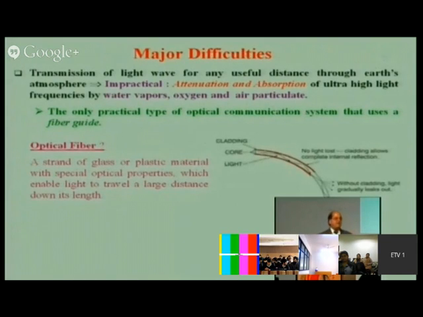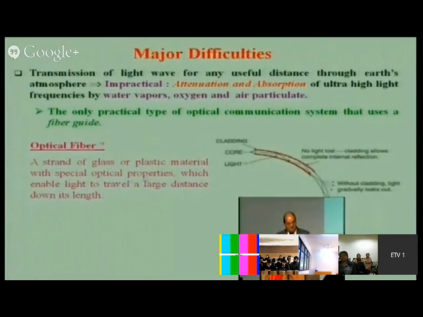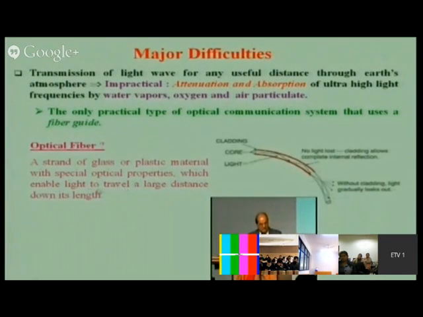So it is a point-to-point link. Just as an electrical wire or metallic conductor, I need an optical fiber for communication. So optical fiber is a strand of glass or plastic material with special optical properties which enable light to travel a long distance down its length.